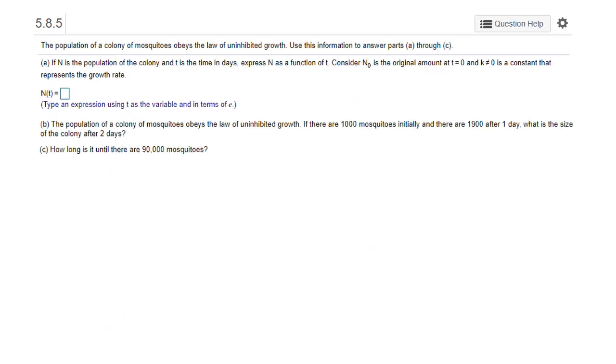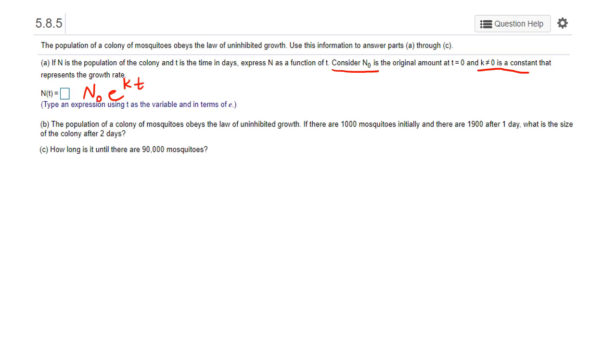Okay, moving on. So we have a colony of mosquitoes obeying the law of uninhibited growth. That's just the exponentially growing population model from the previous problem, and it is the same formula as continuously compounded financial interest. So if n is the population of the colony, t is the time in days, express n as a function of t, where n sub 0 is the original amount, and k is a constant that represents the growth rate. So this is really just a matter of writing down the same formula, but with slightly different letters. So n of t is the principal investment amount, or the starting population, which they've called n sub 0, times e to the growth rate, which we are told should be represented with k, times t.